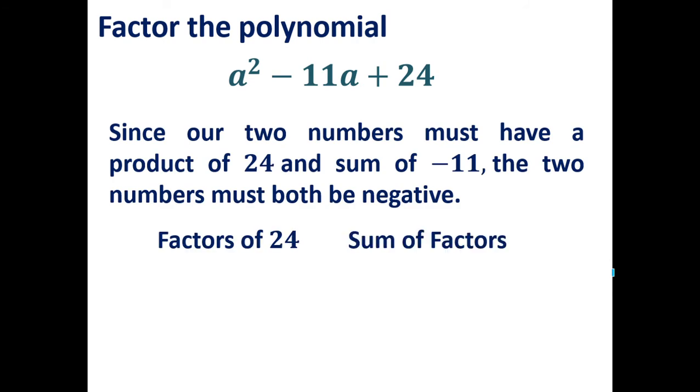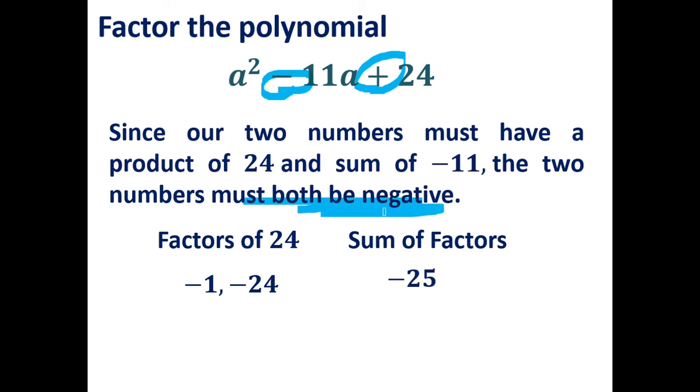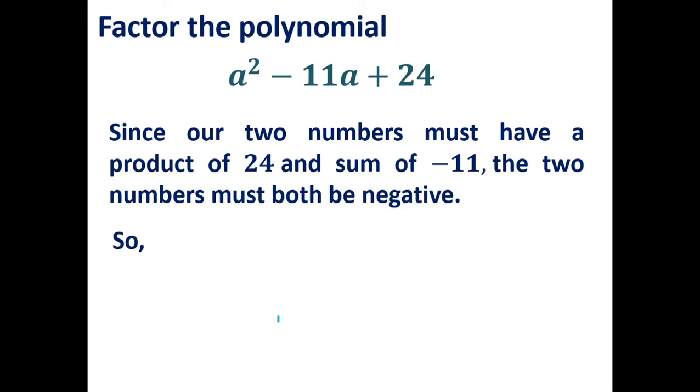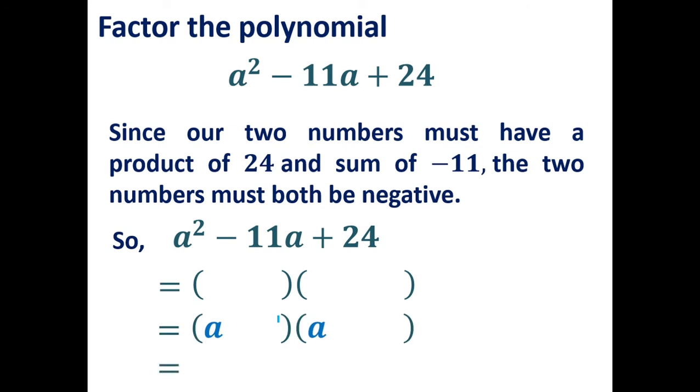Next, check uli natin. Factors of 24. Negative 1 and ayan. Kasi kaya negative yan? Kasi negative to. Ayan, remember, positive to. So they must be both negative. Di ba? Pag pinag-add mo yan, negative 25, negative 14, and then negative 11. So, ito yung ating gagamitin. Di ba? Madali lang. So, ayan. Ito yung final answer natin.